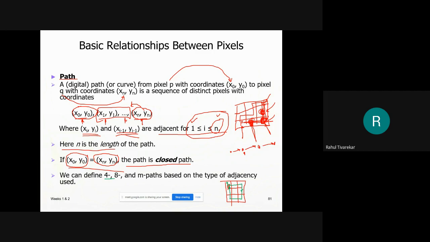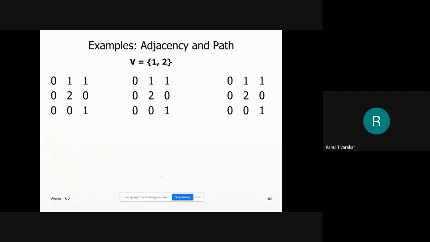We can define 4 path, 8 path, and M path depending on the type of adjacency, that is 4 adjacency, 8 adjacency, or M adjacency. Okay, now to explain the adjacency and path, we take this example. This is an example image which has pixels 0, 1, and 2.